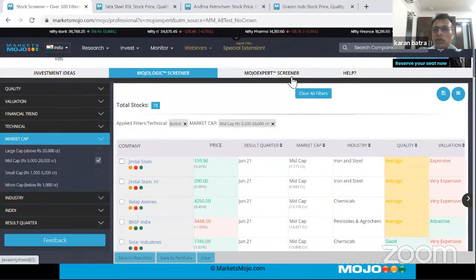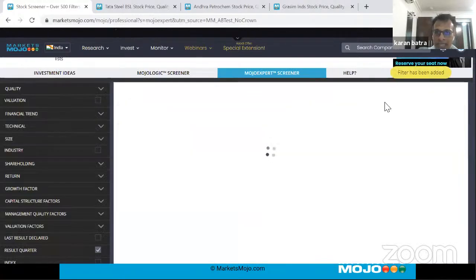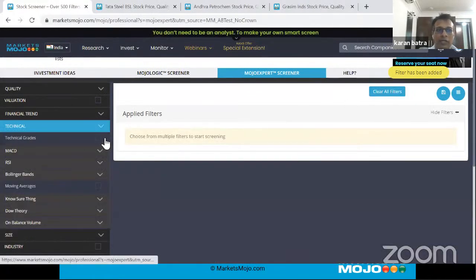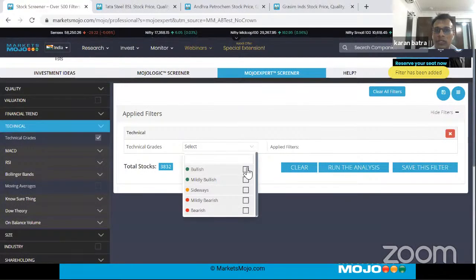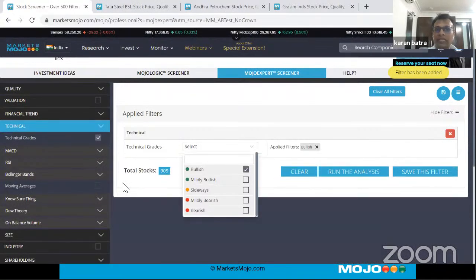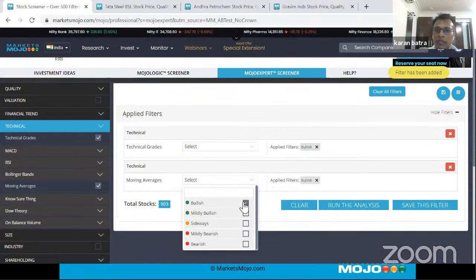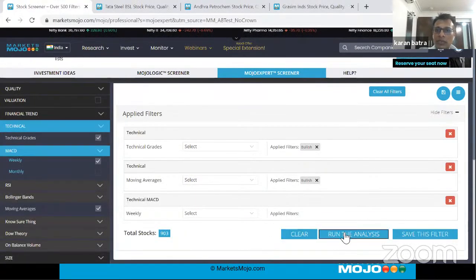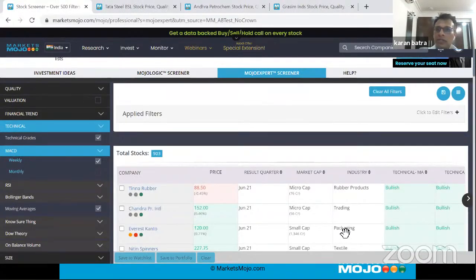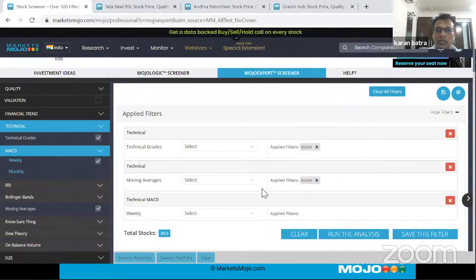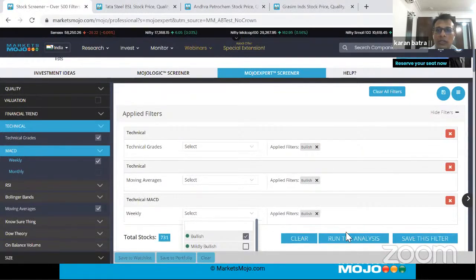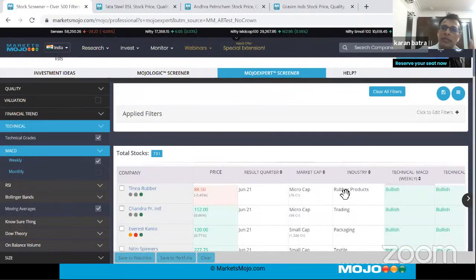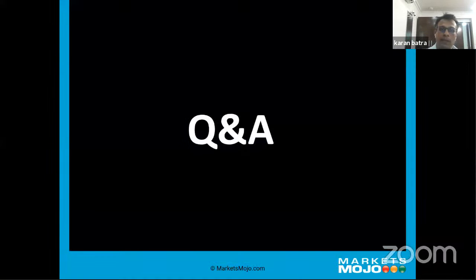So purely technical, or you can also build on technicals a much more refined filter, like the technical on its own is bullish. The internal parameter, let's say, moving average also is bullish. So you can even fine tune it further. The MACD weekly is also bullish. So you can keep creating these kinds of even further filters and you can come out with the list.